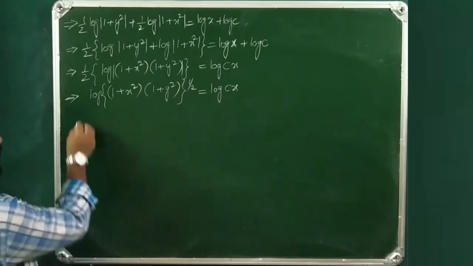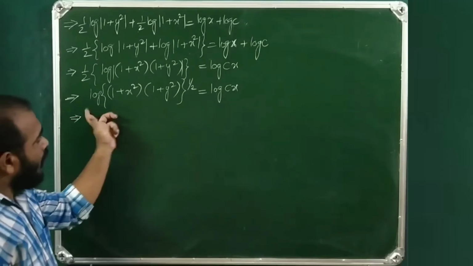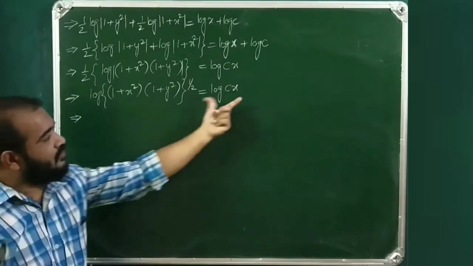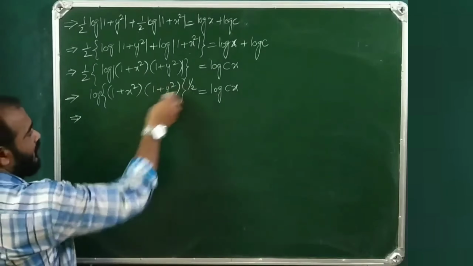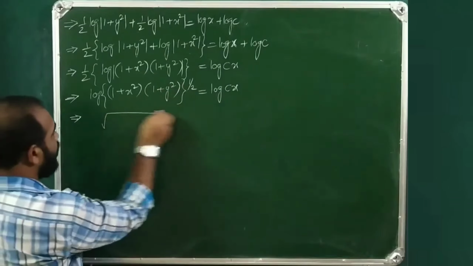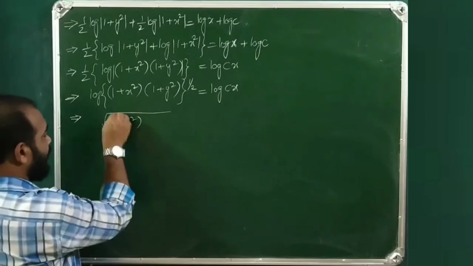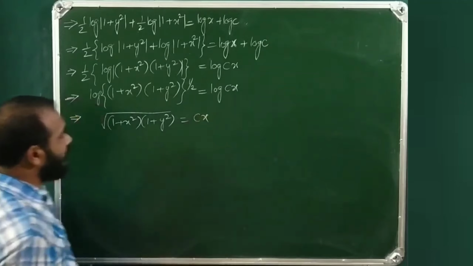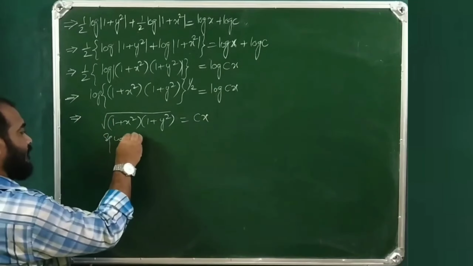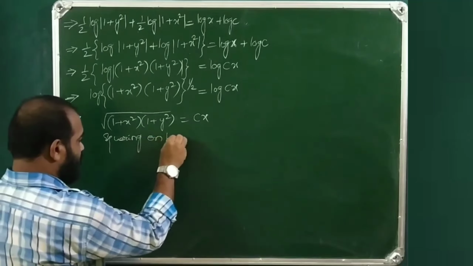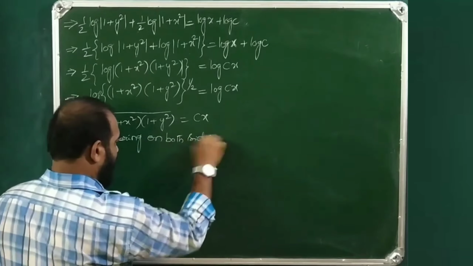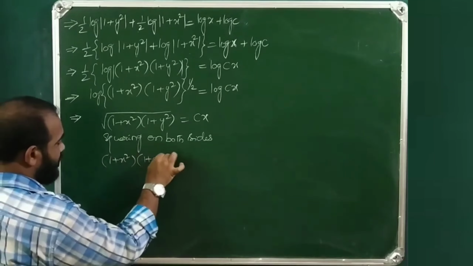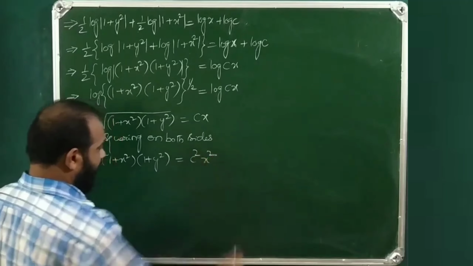Now if I remove log on both the sides, then we will be getting this is equal to cx. The whole power 1 by 2 is root of this, so the root of 1 plus x square into 1 plus y square is equal to cx. Squaring on both sides, this is 1 plus x square into 1 plus y square is equal to c square x square.